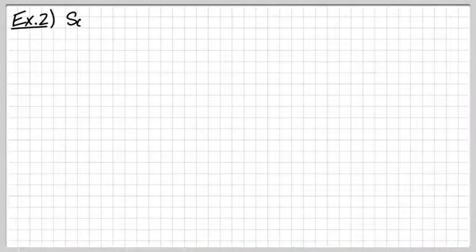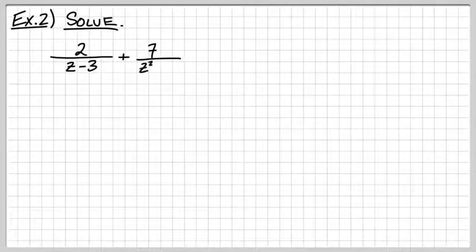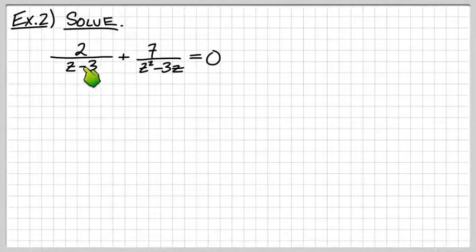Alright, example 2. The directions just say solve. I'm going to give you this nasty looking equation. So 2 over z minus 3, and then 7 over z squared minus 3z. Okay, I guess you could try to get common denominators and add these 2 fractions together. It was actually easier than that, though.